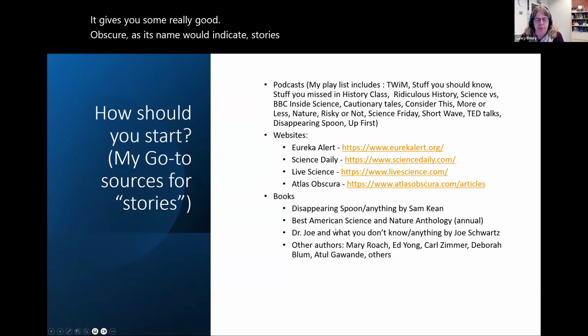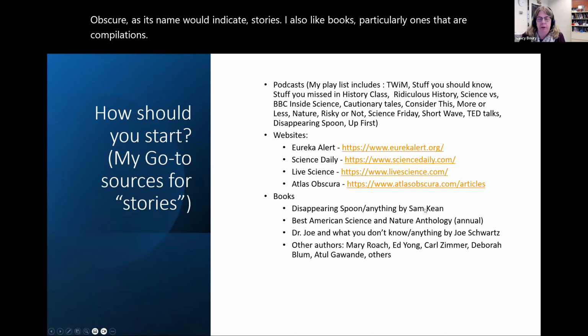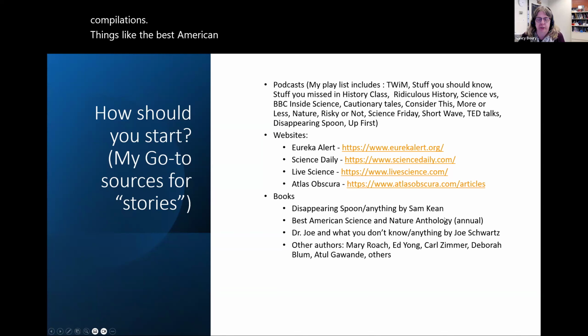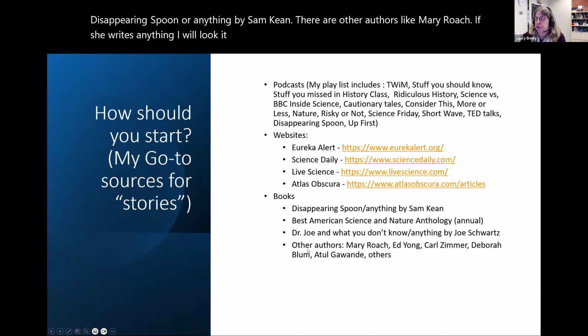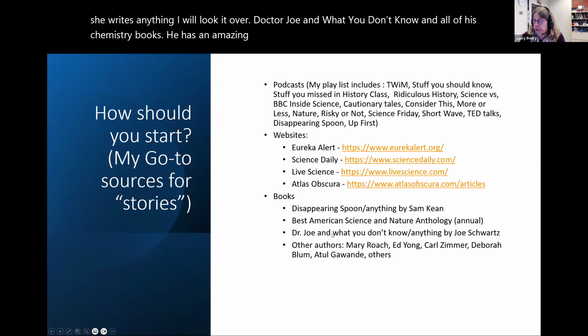I also like books, particularly ones that are compilations. Things like the Best American Science and Nature anthologies, those are every year. The Disappearing Spoon, or anything by Sam Kean. There are other authors like Mary Roach. If she writes anything, I will look it over. Dr. Zhou in What You Don't Know, and all of his chemistry books. He has an amazing number of chemistry stories.